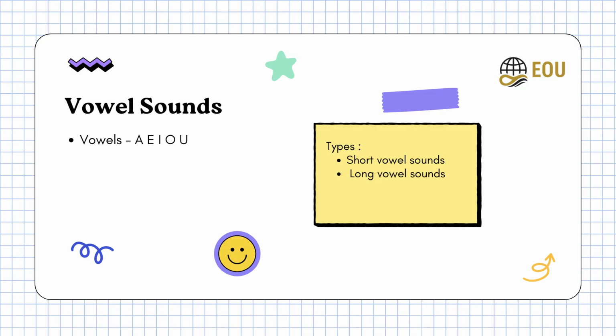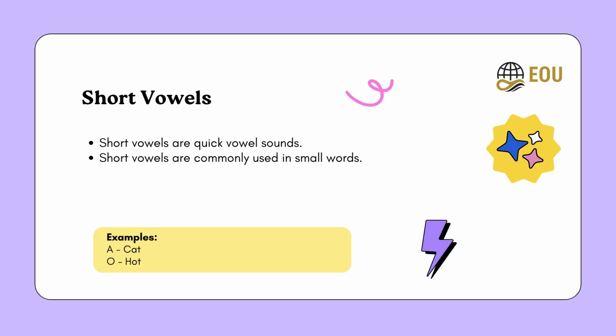Now let us learn about vowel sounds. The vowels in English are A, E, I, O, and U. Vowel sounds are very important because they change the pronunciation of words. There are mainly two types: short vowel sounds and long vowel sounds. We will understand both one by one.